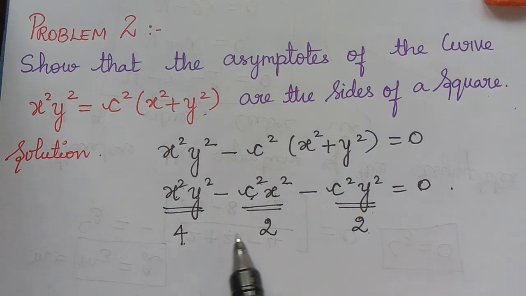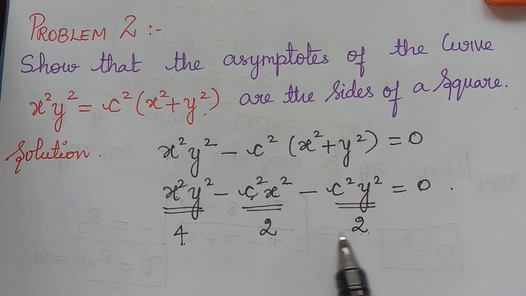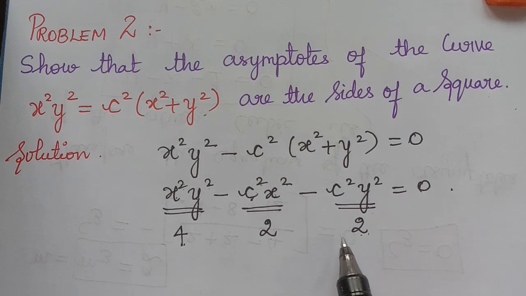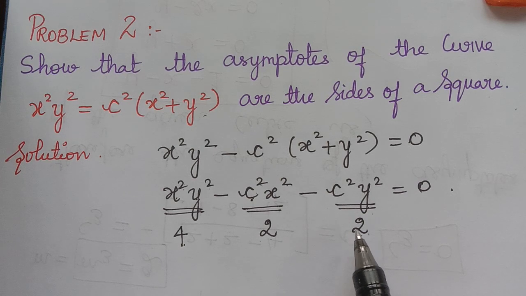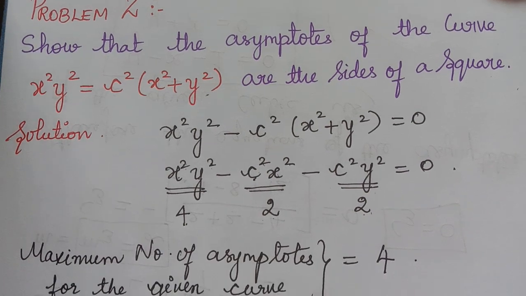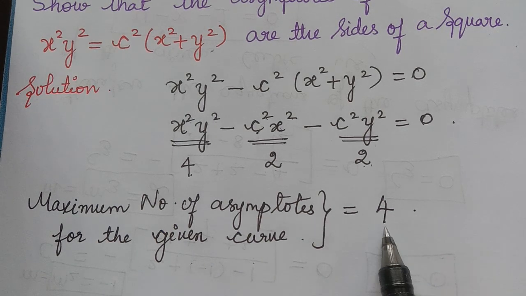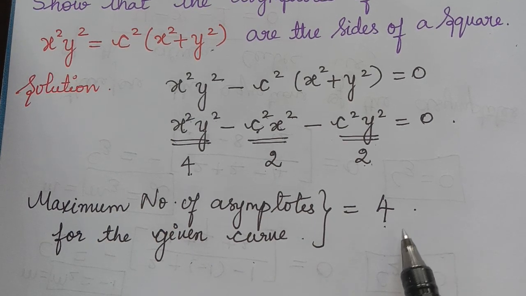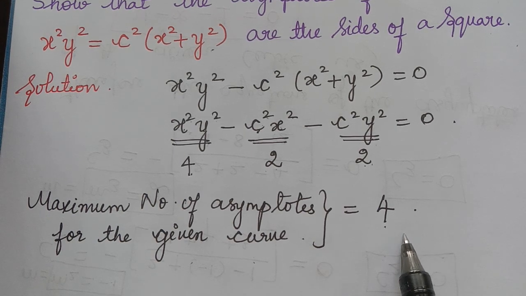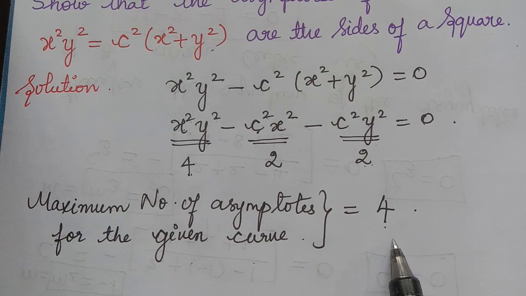So when we see, the highest degree for this term is 4. So therefore there will be a maximum of 4 asymptotes to this curve. So I have written here, therefore the maximum number of asymptotes for the given curve is equal to 4. Now we shall check whether we have asymptotes parallel to x-axis and y-axis.